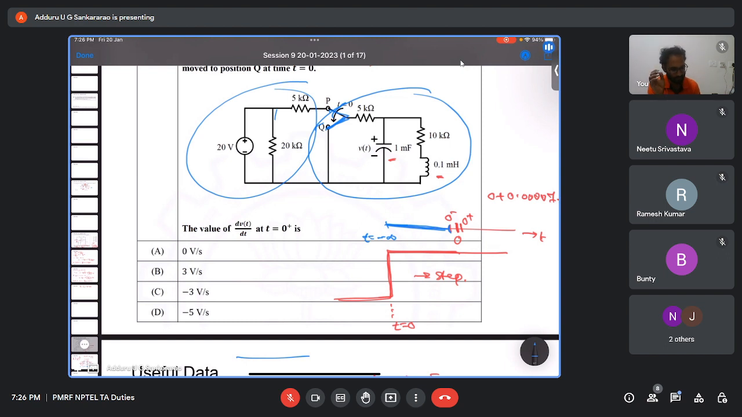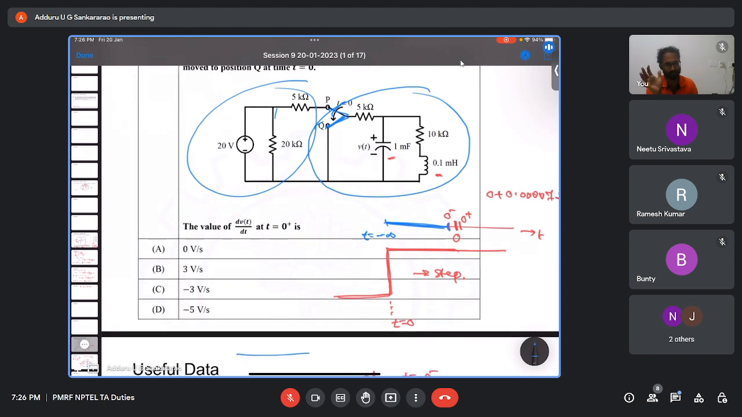Till t equal to 0 minus, it was connected to P. That means the 20 volt source is connected. Suddenly at t equal to 0, it is connected to Q. That means suddenly the 20 volts got disconnected. So that means switching action took place. So the capacitor and inductor cannot accommodate those changes immediately. So at t equal to 0 plus, what will happen? At the time of switching action, the capacitor acts as short circuit and the inductor acts as open circuit.